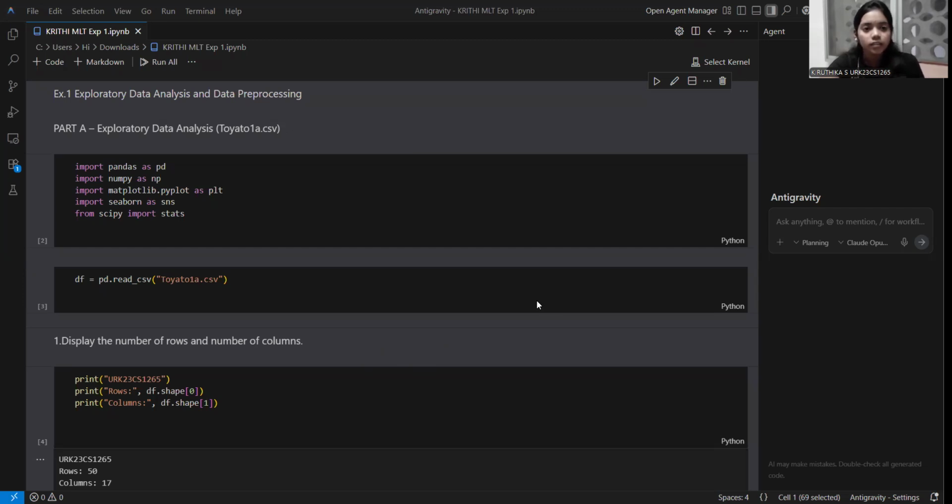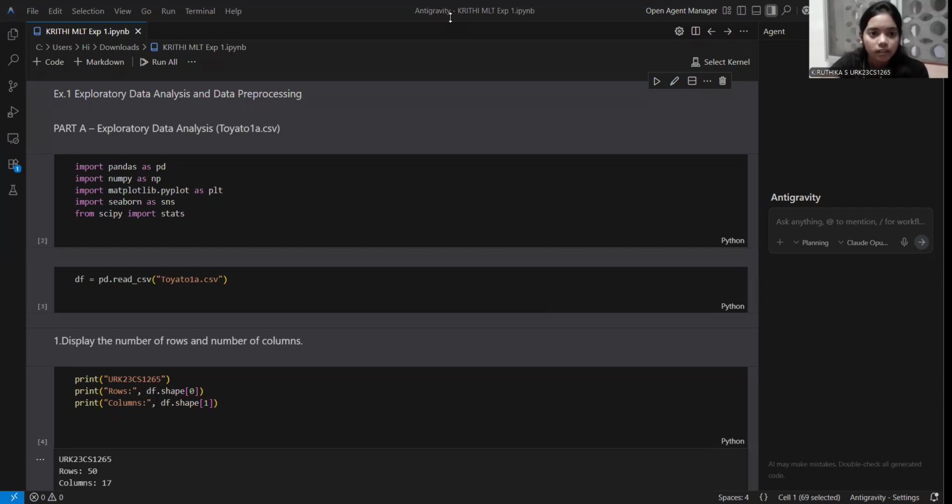Good afternoon, everyone. In this video, I'm going to explain the MLT Experiment 1, Exploratory Data Analysis and Data Preprocessing. This experiment is divided into two parts. The first one is Exploratory Data Analysis using Toyota 1A.CSV, and the second one is Data Preprocessing using Toyota 1B.CSV. The goal is to understand the data set, detect patterns, identify outliers, and prepare the data for machine learning models.